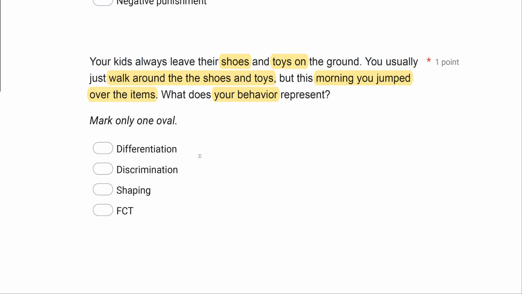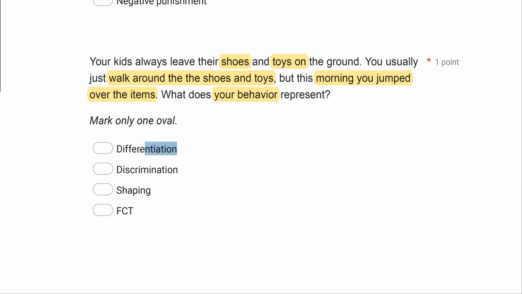You kind of have to ask yourself, is my response changing? Am I differentiating responses? Or are there multiple stimuli and I'm deciding between these stimuli? In this case, you have multiple responses. It's not shaping. We don't have any approximations occurring here. And it's not functional communication training because we're not communicating.